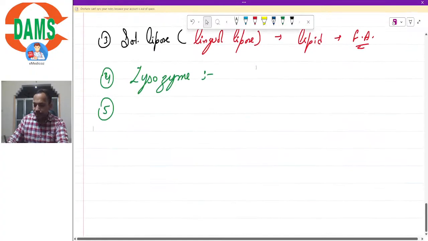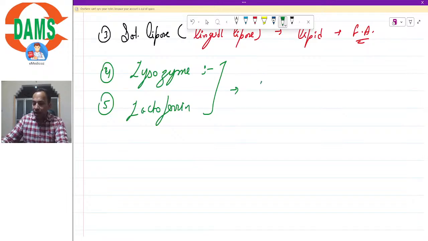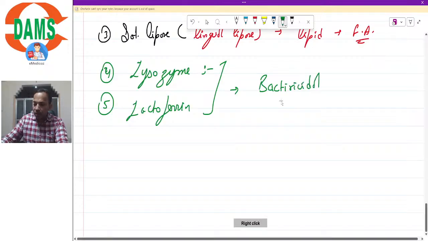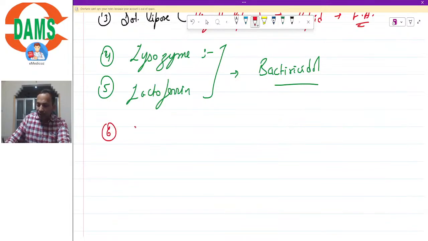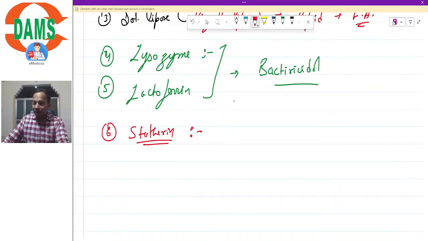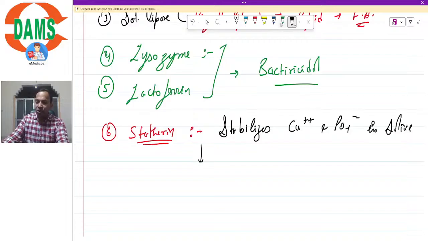lactoferrin. So both lysozyme and lactoferrin are antibacterial or bactericidal. These are antibacterial enzymes, right? Apart from this, we also have a stabilizing protein, statherin. So what does statherin do? It stabilizes calcium and phosphate in saliva. So what it means is that it prevents precipitation of these ions.